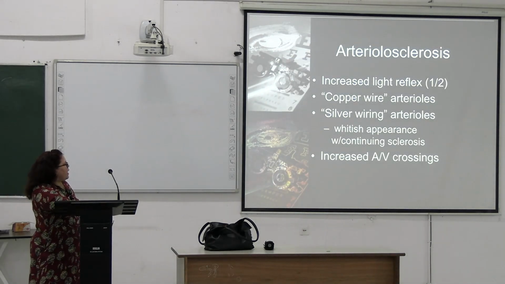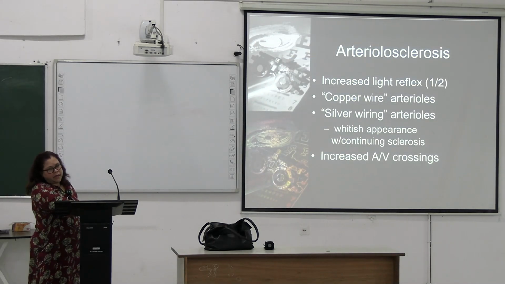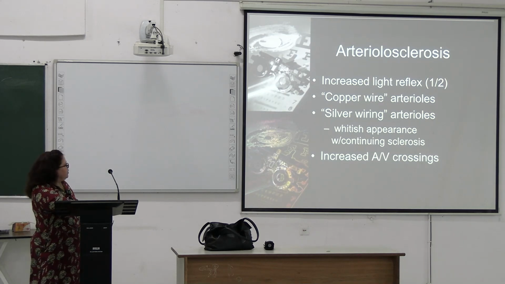Then arteriosclerosis. Arteriosclerosis is seen in the fundus. Copper wire arterioles are seen, with a copper color like copper wire, and silver wiring like arterioles. This is present in case of atherosclerosis. Atherosclerosis occurs in hypertensive retinopathy.